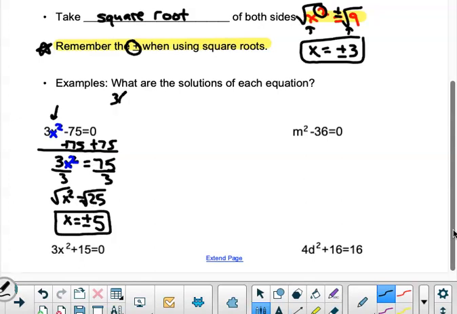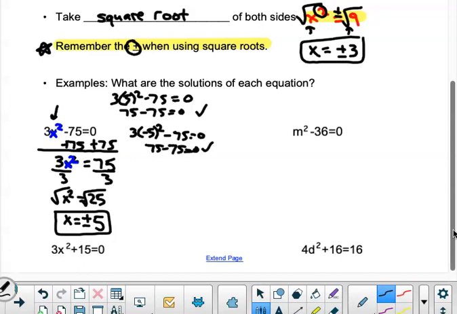Let's check that, actually. If I put 3 times 5 squared minus 75, that's supposed to give me 0. I get 25 times 3, which is 75, and 75 minus 75 is 0. But it also works for negative 5, because if you do negative 5 in parentheses squared, you get 25 times 3 is 75, and 75 minus 75 will be 0 again.